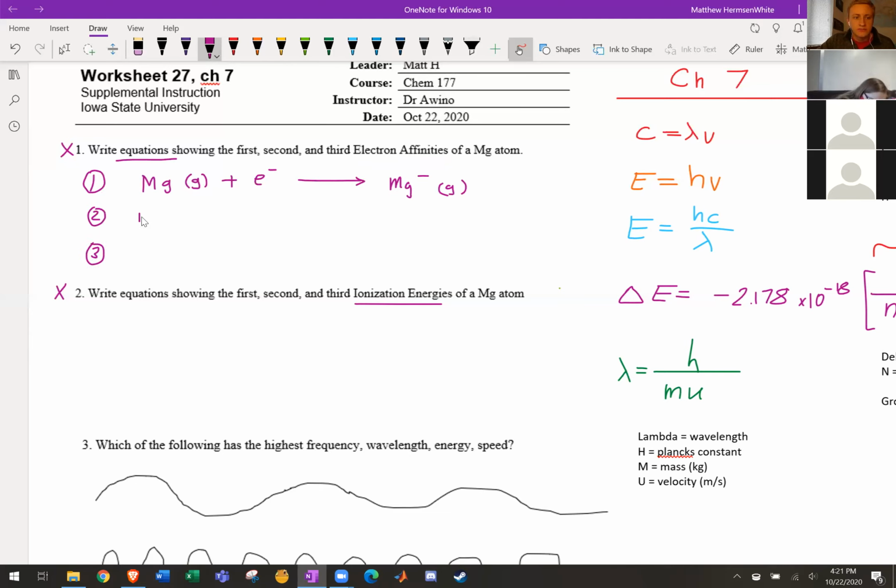In this case, we'd be starting with Mg minus. And for number 2, I want you to do the ionization energy. This is just the opposite. Rather than adding an electron, we're taking one away. So we start with magnesium gas, and we are going to strip one electron off the magnesium. So this would go to magnesium plus as a gas, and one of the electrons would be removed.